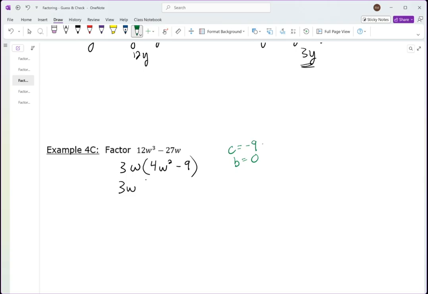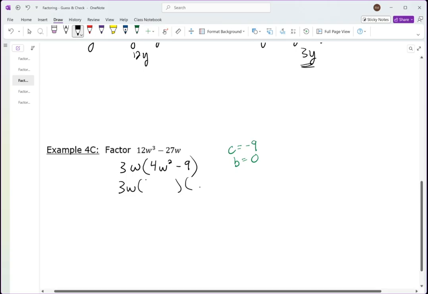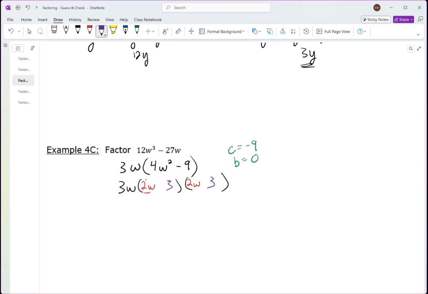So I need 2 numbers that will multiply to be negative 9, but add to be 0. So I know here that my first terms are not just going to be w. They're either going to have to both be 2w, or one be 4w and the other be 2w. And again, this c is a little bit confusing because I also have a b value here. So I'm just going to guess that I'm going to have 3 and 3. And I'm going to guess a positive and a negative. I know that's the answer.